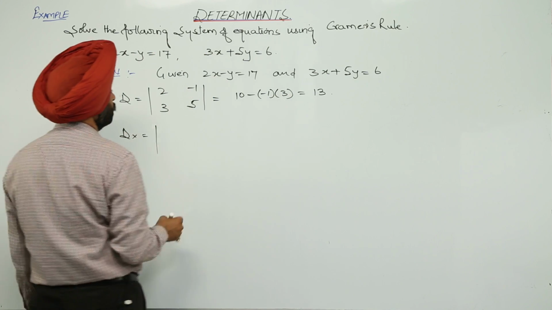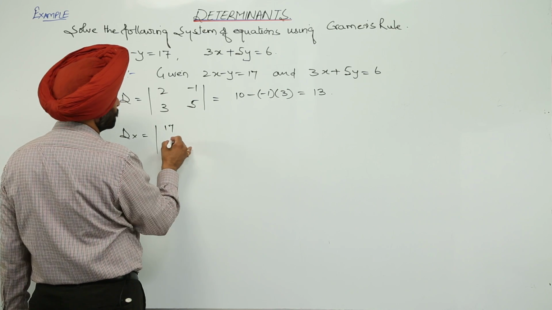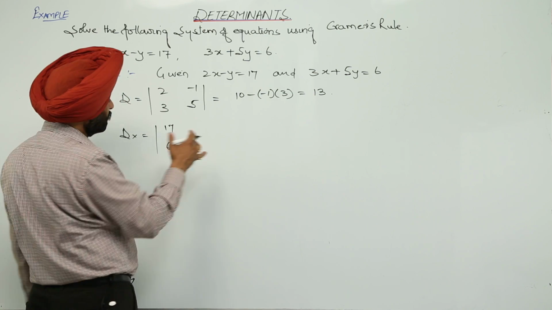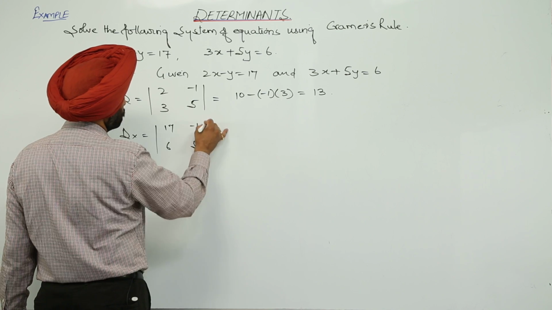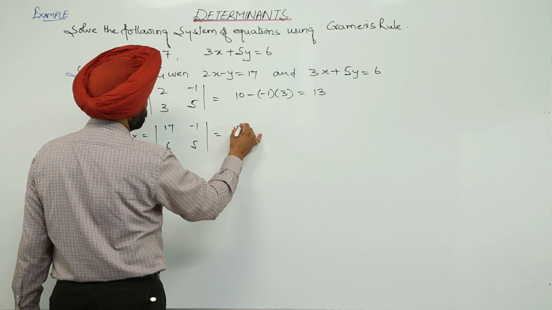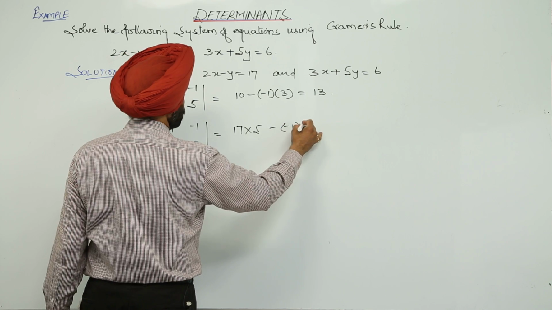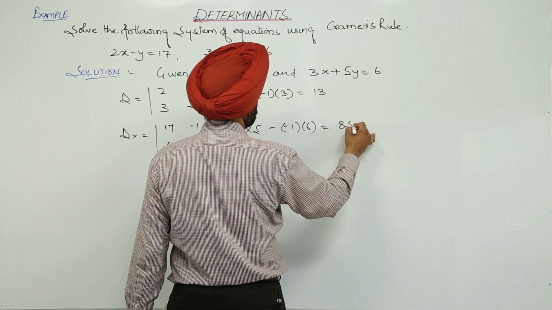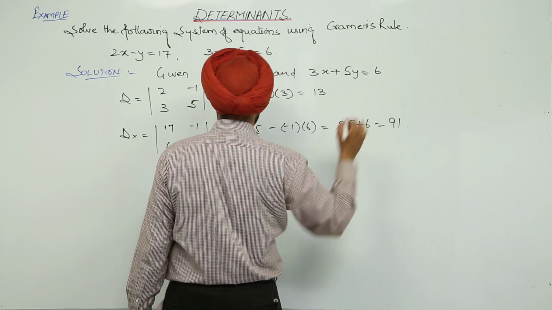Then Dx is equal to, now changing the first column, the coefficients of x, with the constant terms 17 and 6, and writing the coefficients of the variable y as it is. Now this becomes 17 times 5, negative of 1 times 6, this is equal to 85 plus 6, which is equal to 91.